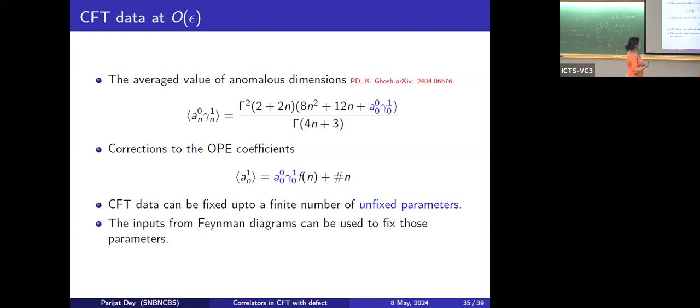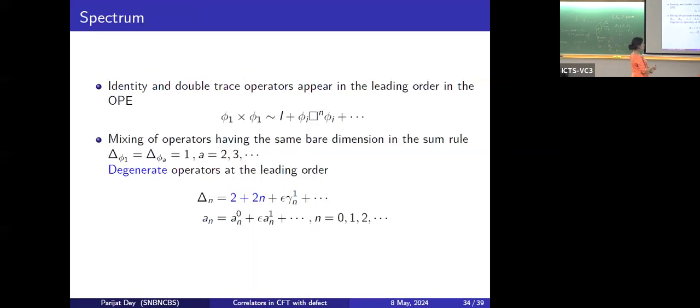Okay, so the bottom line of this slide is that if we use the bootstrap analysis, we can fix the corrections to the OPE coefficient and the average values of the anomalous dimensions up to some unfixed parameters, which depend on this. What's the superscript? This is some number. The superscript on A and the subscript is n. So this is the order 0 correction, in powers of epsilon. This is the order 0 term, this is the order 1 term.